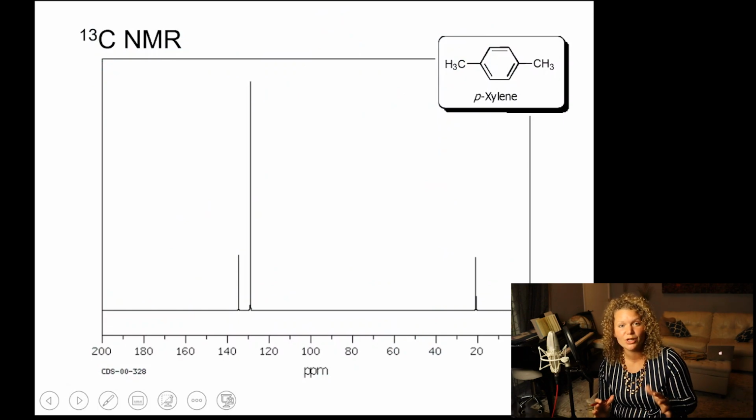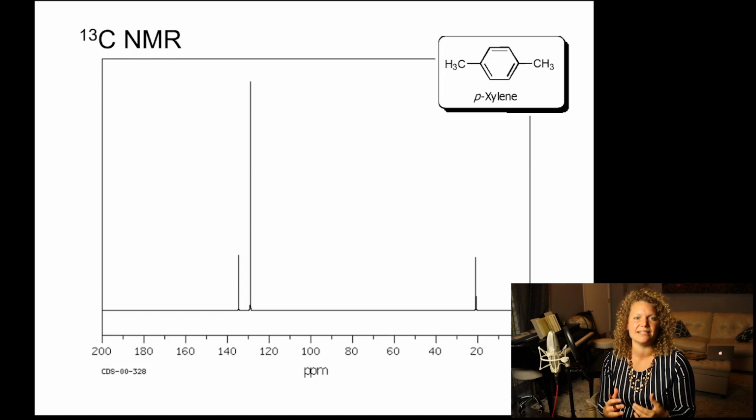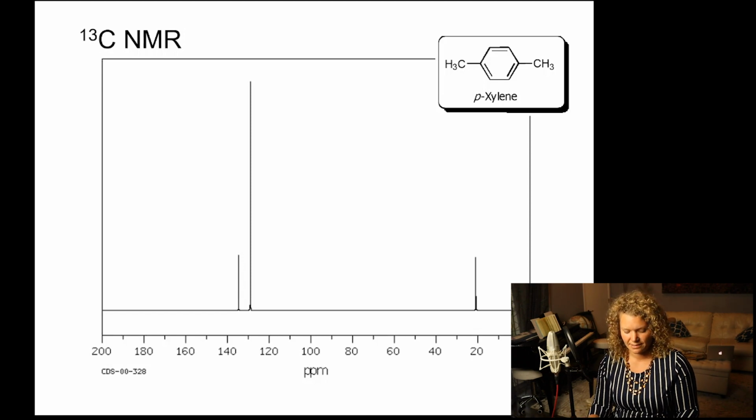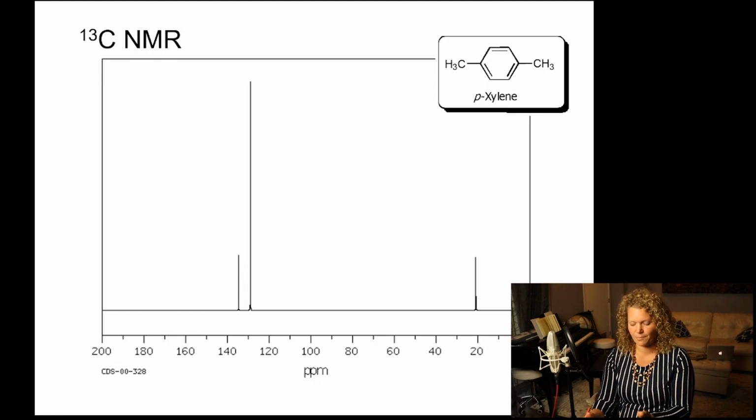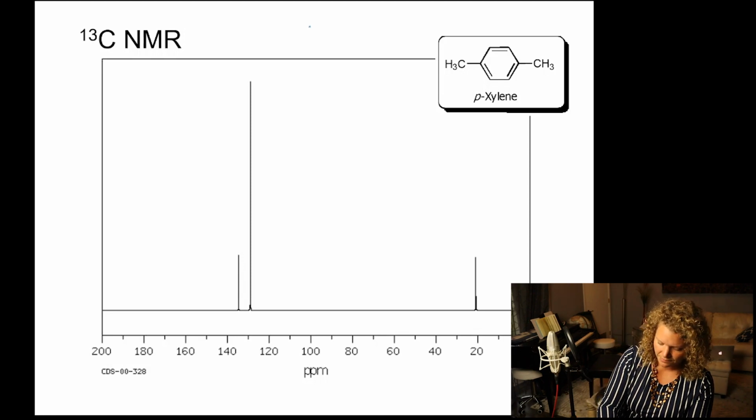I now want to go over carbon NMR. Uses a lot of the same ideas that we've gone over with proton NMR. There's just a few caveats. For proton NMR, for our paraxylene, how many signals did we have? We had 2. Proton NMR, we had 2 signals.